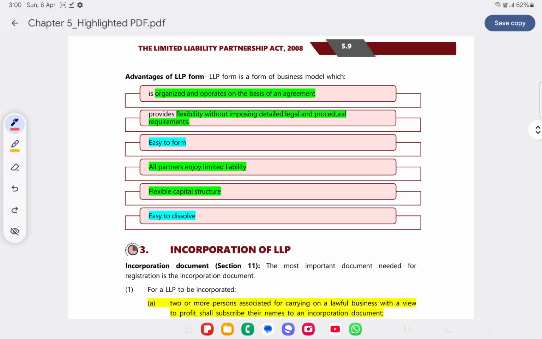So these are the two main things that we saw. It's easy to form, it's easy to resolve. It has got flexibility to devise your internal structure on the basis of LLP agreement, like in case of partnership. They have limited liability benefit as well. So it operates on the basis of agreement, flexibility without imposing any detailed legal and procedural requirements. It's easy to form, easy to resolve, limited liability and flexible capital structure. So these are the benefits of LLP.